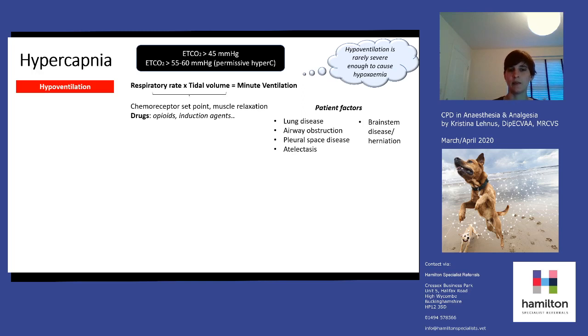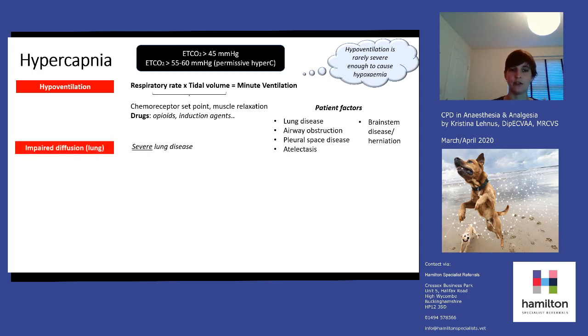And then there are patient factors, for example, lung disease. The lung can't physically move as much, airway obstruction, pleural space disease, atelectasis, and brainstem disease, and that's obviously reduced respiratory drive. Very rarely is hypoventilation actually severe enough to cause hypoxemia as well, so we'll cover that in a minute.